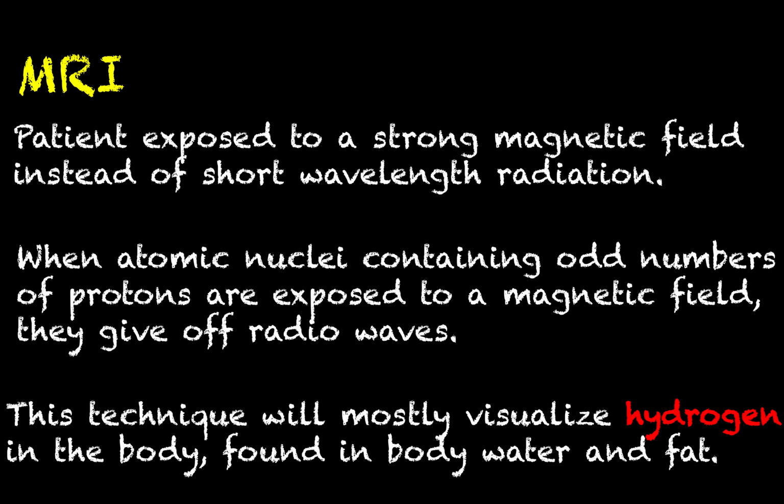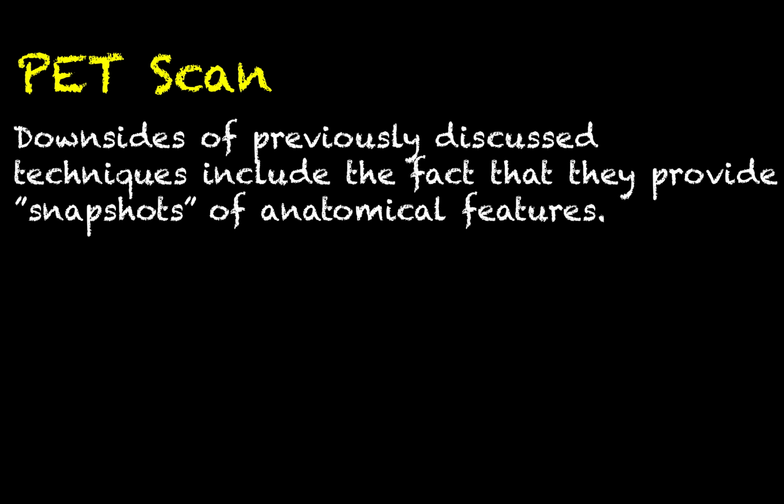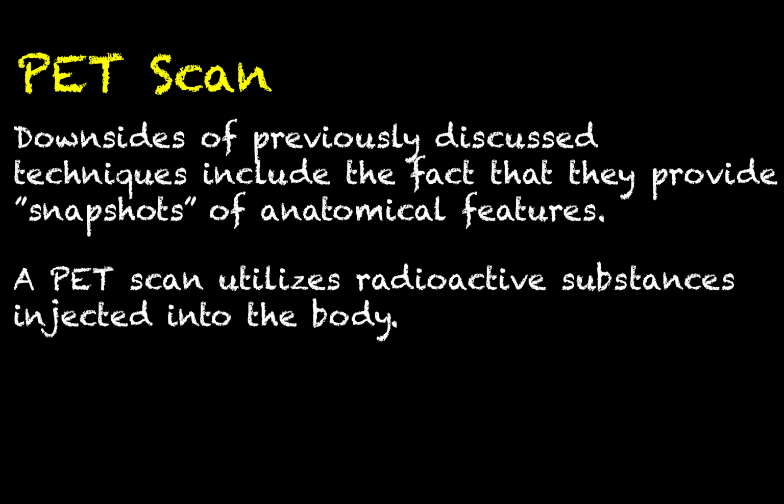So the MRI in this regard is going to be good at looking at much softer tissue, certainly much better than the standard X-ray. Next, we'll talk about the PET scan. The PET in this case stands for positron emission tomography. Some of the previous techniques that we've looked at have a downside: they provide only snapshots of anatomical features. You're really only taking essentially a Polaroid photograph of a particular anatomical structure at that point in time.